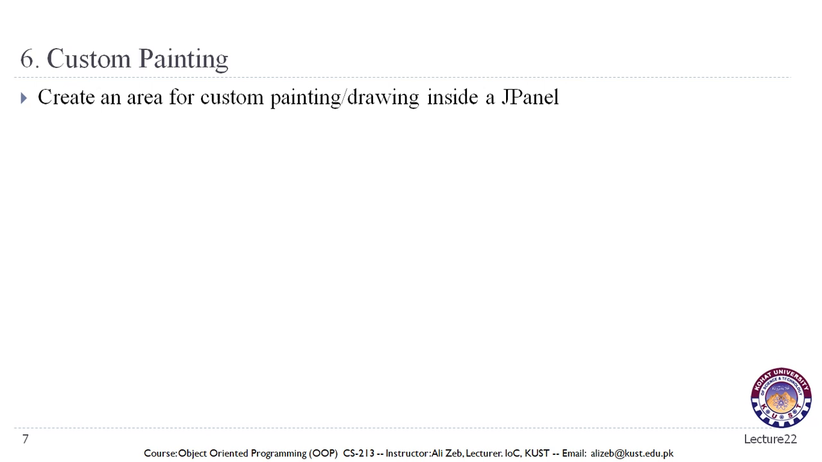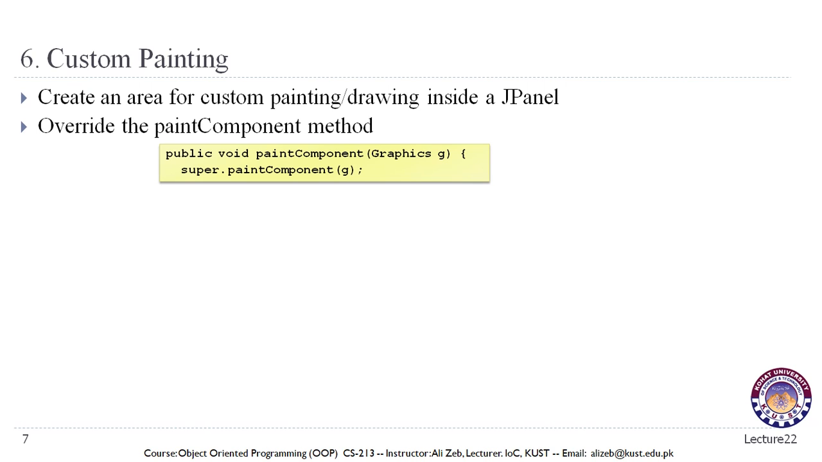Custom painting, we can use the JPanel for custom painting on our form. Let's say we can create an area for custom painting, drawing inside a panel. We want to draw something randomly on a panel, then we can use the JPanel for that purpose. It overrides the paintComponent method. We'll see that in a while. So we have a public void paintComponent method, and it has an object of the Graphics class that we'll import.